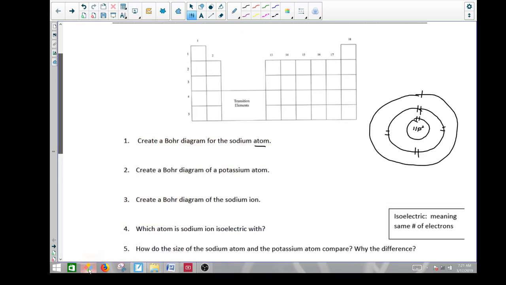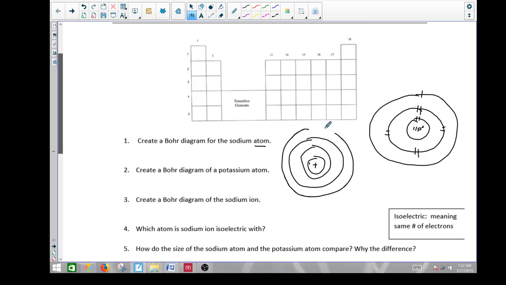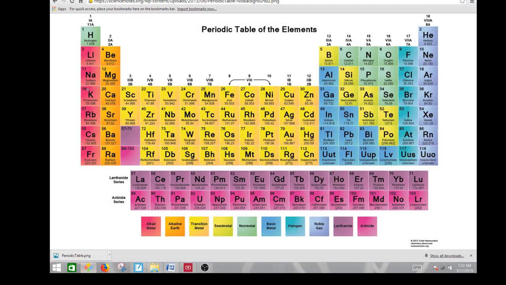All right. Next one, create a Bohr diagram of the potassium atom. Okay, so potassium is just 1 energy level bigger. So put the nucleus in the center, with 1, 2, 3, and 4 energy levels. And it'd be 1, 2, 3, 4, 5, 6, 7, 8, 9, 10, 11, 12, 13, 14, 15, 16, 17, 18, 19. Let's verify that it has 19 protons.